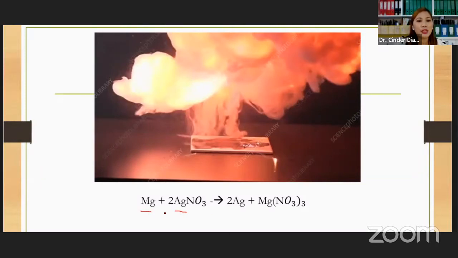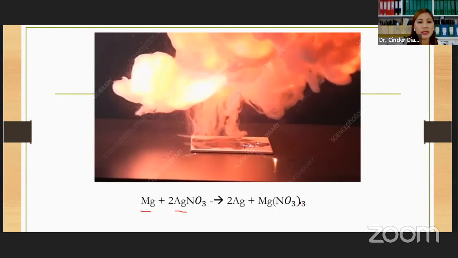Okay, so magnesium is more active than silver. Therefore, in the product side, magnesium will replace silver. So silver will be displaced and the new product will be magnesium nitrate. Now, let's try to balance. Let's try to see if the equation is balanced. Why 3 here? Because magnesium is positive 3.